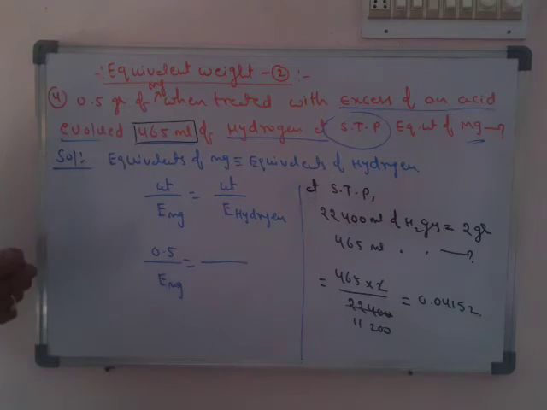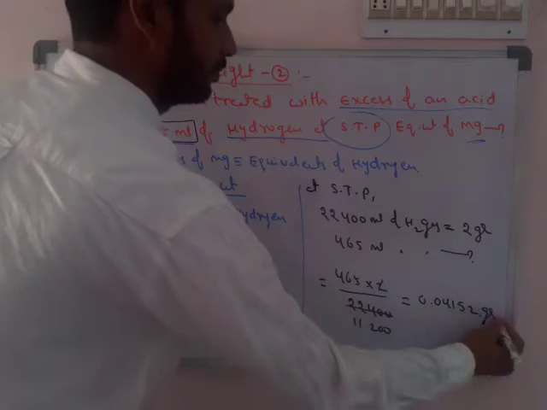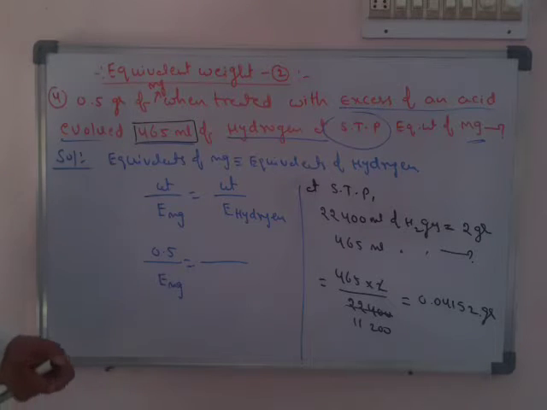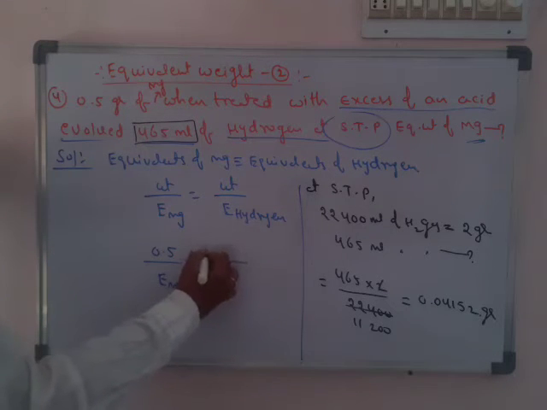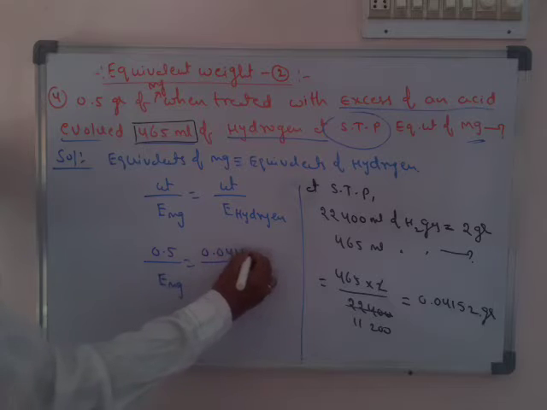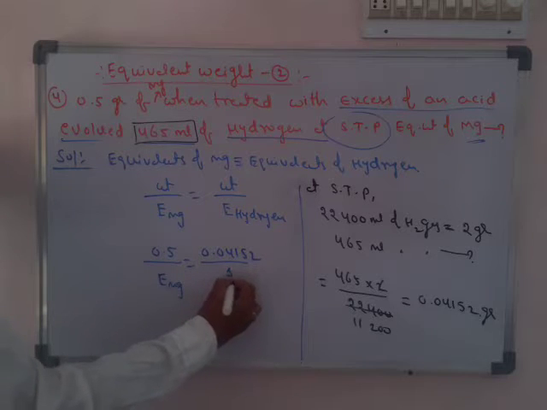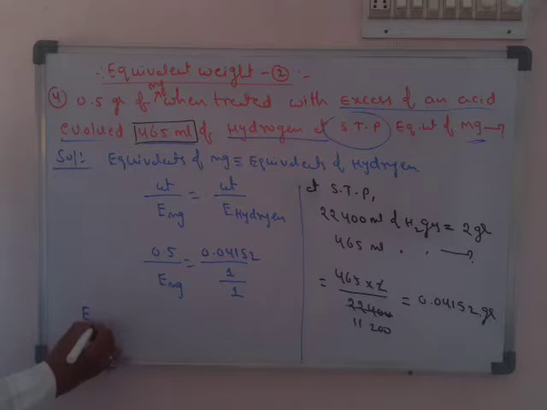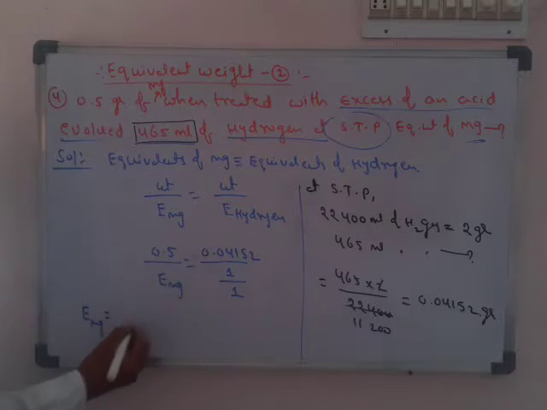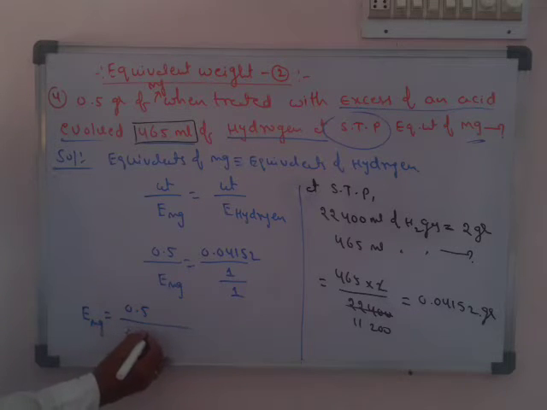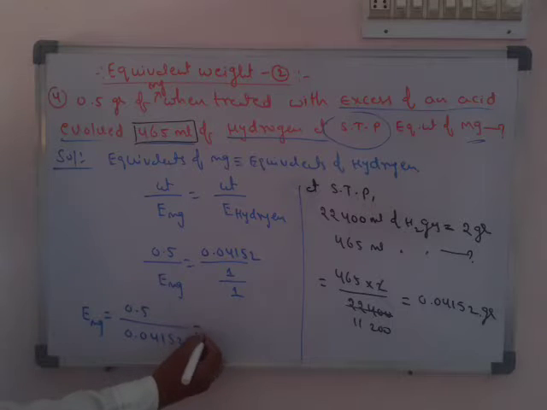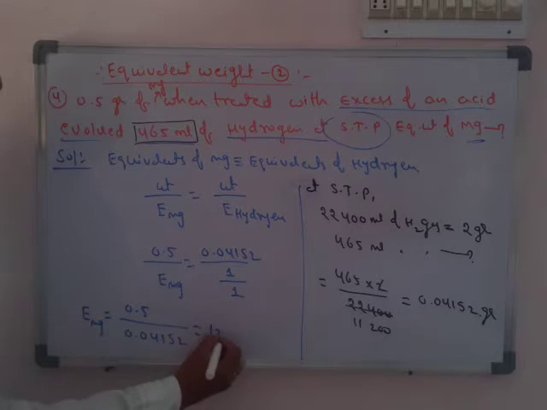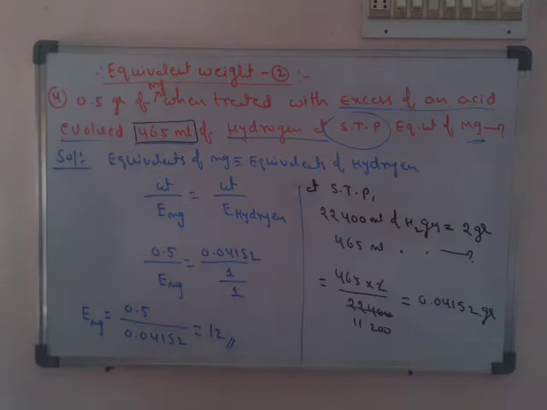So substitute that here, that is 0.04152. The equivalent weight of hydrogen is 1 by valence, which is also 1. So therefore the equivalent weight of magnesium, by cross multiplication, approximately we will get 12.